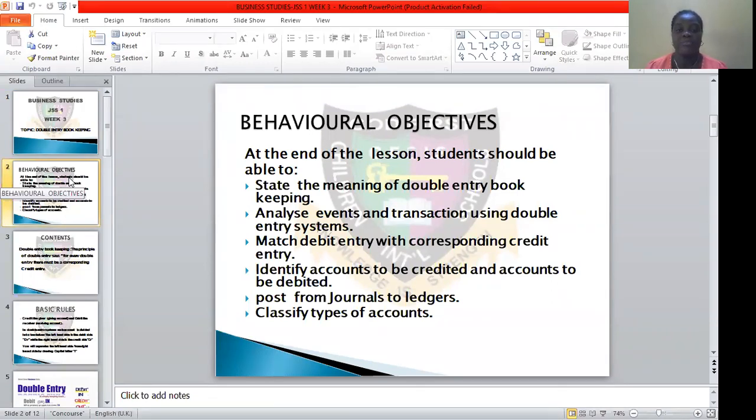When you are analyzing the transactions, you'll be able to tell which account is to be debited and which account is to be credited. Then you post from journal to ledger and classify types of accounts.